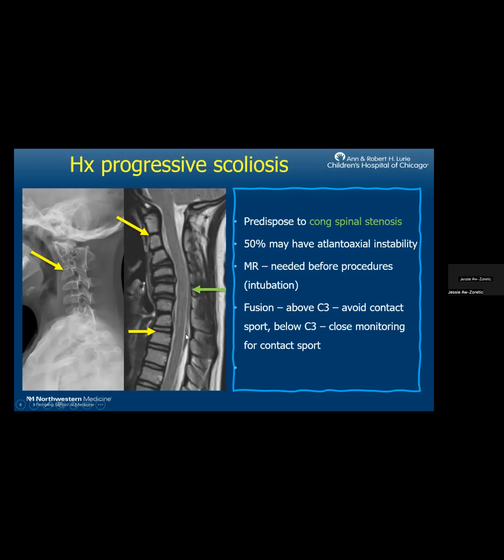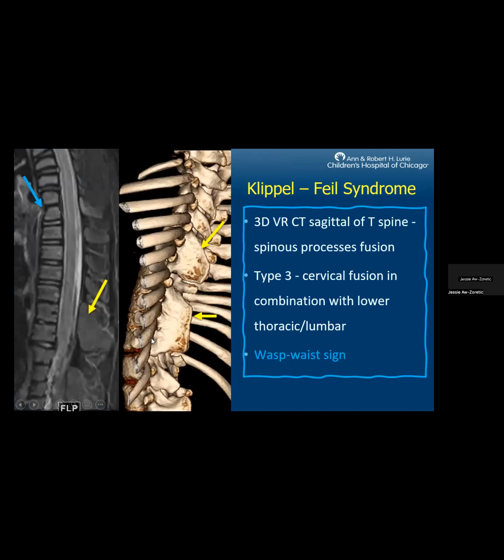Okay, so it is deemed that if they have fusion anomalies above C3, they have to avoid contact sport. They really should not be playing any sort of aggressive sports. And below C3, if the child wants to play contact sport, they have to have close monitoring, because you can quite clearly see it can lead to issues. And then here on the X-ray, you can see that fusion posteriorly. And here, same patient. So they can have abnormalities in the cervical spine.